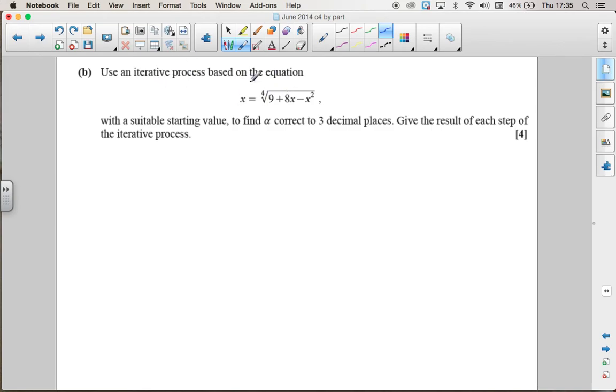Part B wants us to use iteration to find this root, and we know that the root lies between 2.1 and 2.2. So I'm going to set my starting value for x to be 2.1. I'm going to type that in on my calculator, 2.1, and press equals. And what I'm then going to do is type this in on my calculator. The fourth root of 9 plus 8 ans, minus ans squared.